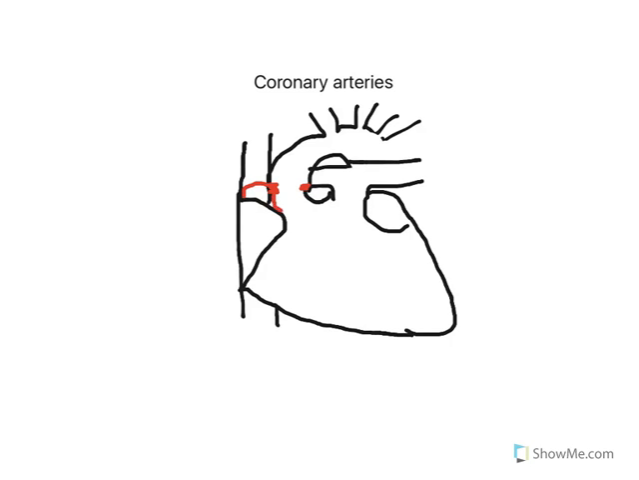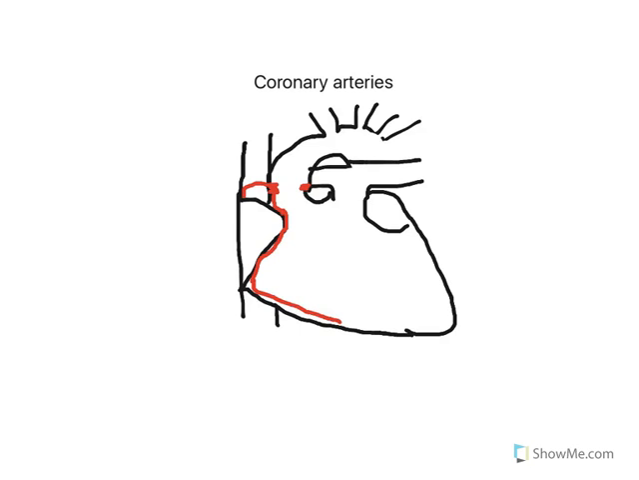Then this branch carries on in here in the groove, the atrioventricular groove between the atria and the ventricles, down round here as the right coronary artery. It gets down to here, just where you have the border, and it gives off the right marginal artery.